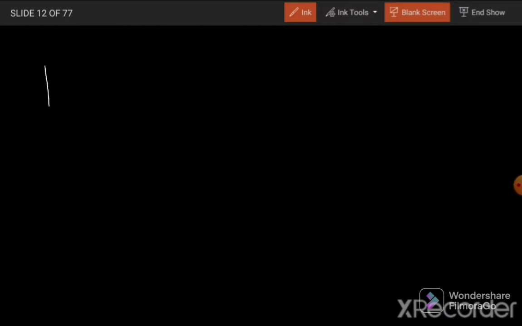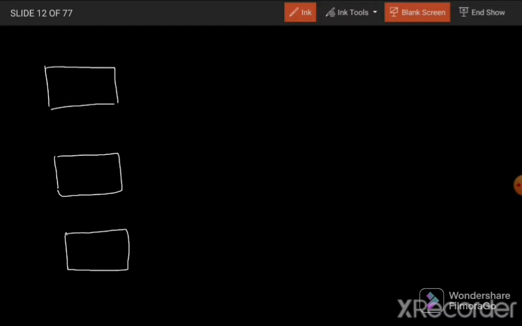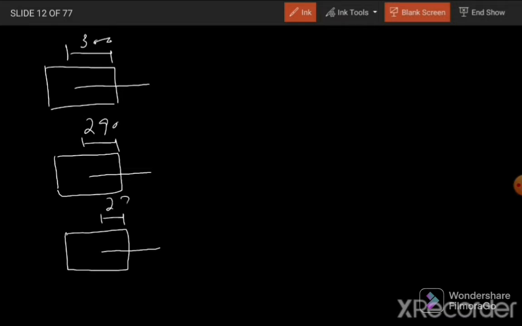For example, we have 3 cylinders, and a bar of 16 mm diameter is embedded in these cylinders. For the first case, the embedded length is 300 mm. In the second case, the embedded length is 290 mm. And in the third case it is 280 mm.